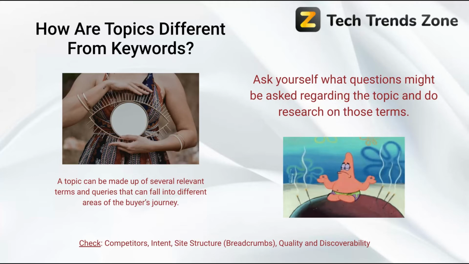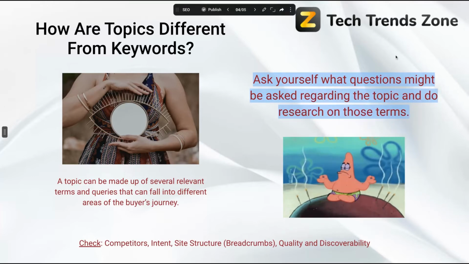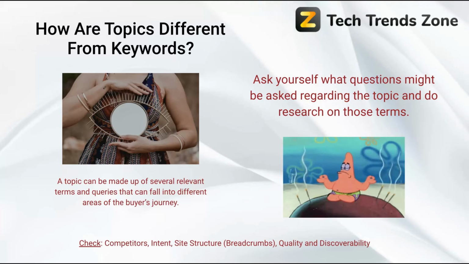So to find the topic, ask yourself what questions might be asked regarding the topic, and do research on those terms. So let's say which kind of questions people will ask. Learn video editing process. So it may be how to start to edit a video. Is it difficult to edit a video in 2022? I don't know. You need to search those questions, and then you will use some keywords, some SEO tools to make you understand better the intent in the questions.